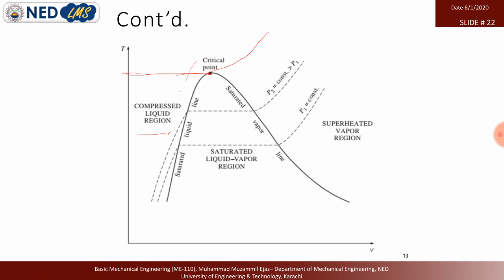Some of my students got jobs in the new HUBCO power plant installed at the Hub river, and it is based on supercritical boilers. The boilers are working in the supercritical region. They are boiling the water at more than 22 megapascal of pressure. So we have an advantage over it.